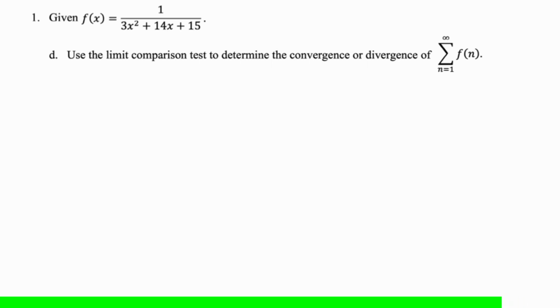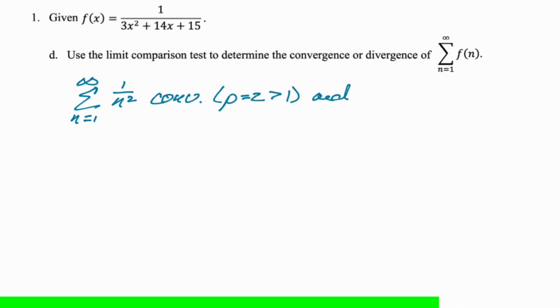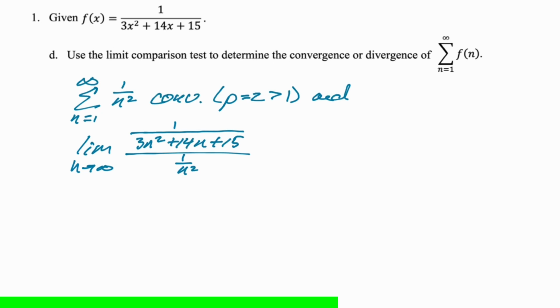So we are going to say, I mean, it's basically just 1 over x squared or 1 over n squared. That definitely converges because p is equal to 2, which is greater than 1. So we now are going to find the limit of the nth term of one of them divided by the nth term of the other. So we will find the limit as n approaches infinity of 1 over 3n squared plus 14n plus 15 all over 1 over n squared, which I'm going to simplify a little bit.